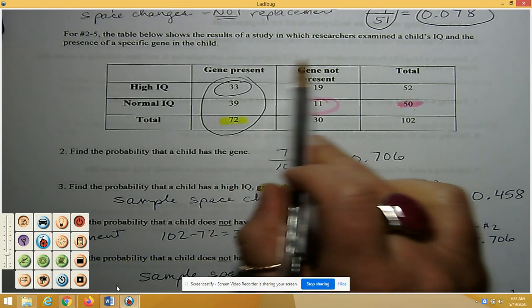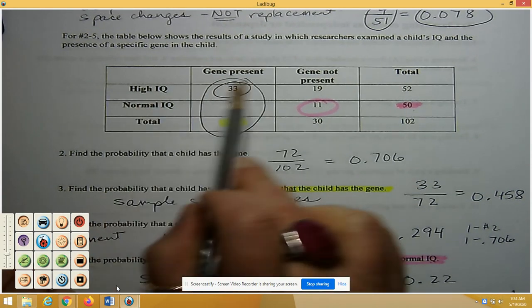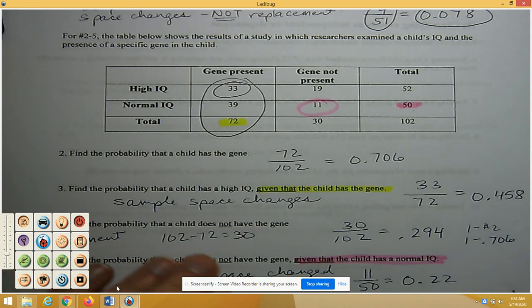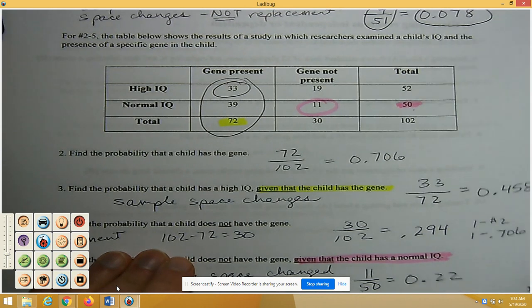So on the top, the gene was present, yes or no. And then on the left, we had the IQ, normal IQ or a high IQ. All right, so that's an introduction to conditional probability.